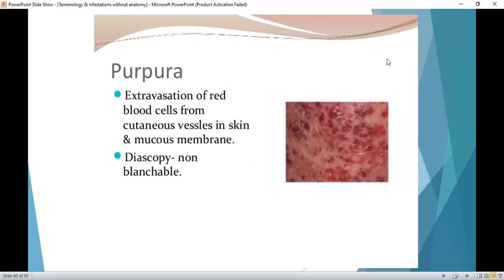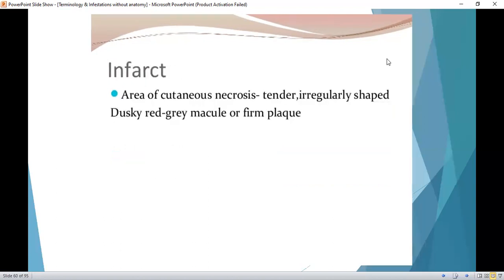Purpura, the basic pinpoint ones are the petechiae. The middle-sized ones are purpura, due to extravasation of red blood cells from the cutaneous vessels in skin and the mucous membrane, and the largest ones are ecchymoses. On diascopy, they are non-blanchable. Diascopy means you take a glass slide and press on the lesions, and they do not blanch. They do not become pale. Okay? Then infarct, area of cutaneous necrosis, tender, irregularly shaped, dusky red-gray macule or firm plaque.